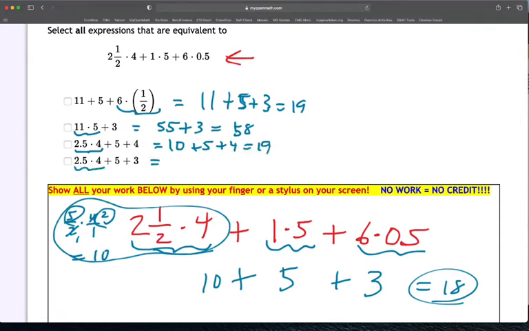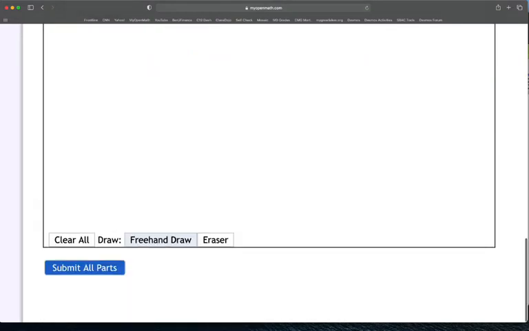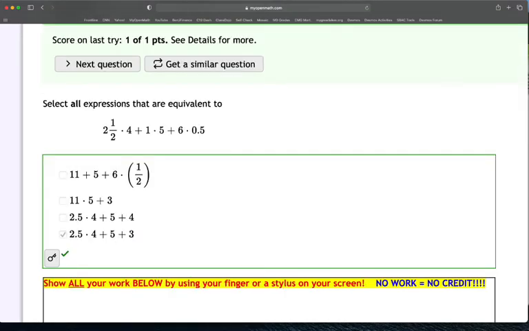This particular answer, 2.5 times 4, once again, is 10. Plus 5 plus 3. This one has an answer of 18. So in this particular problem, that is the only expression that is equivalent to the original. And so if I clear my work off there and submit it, we can see that that happens to be correct.